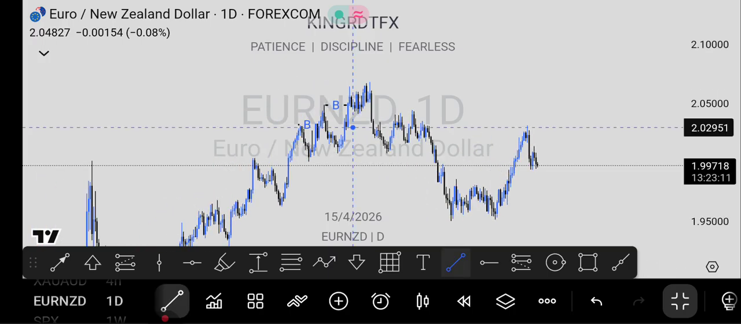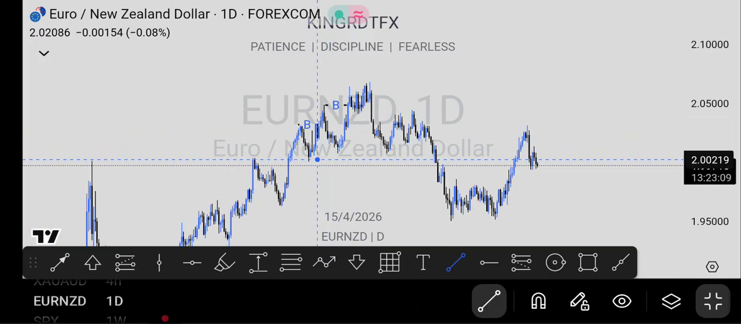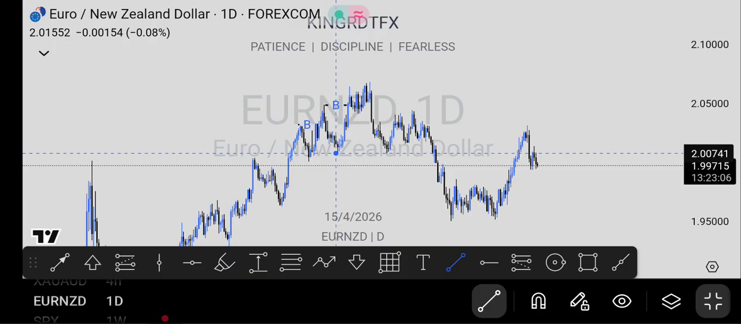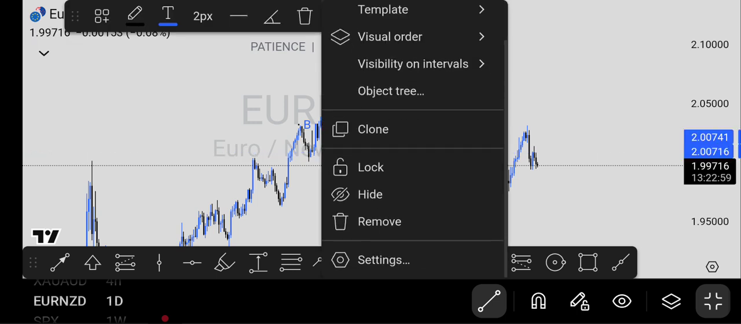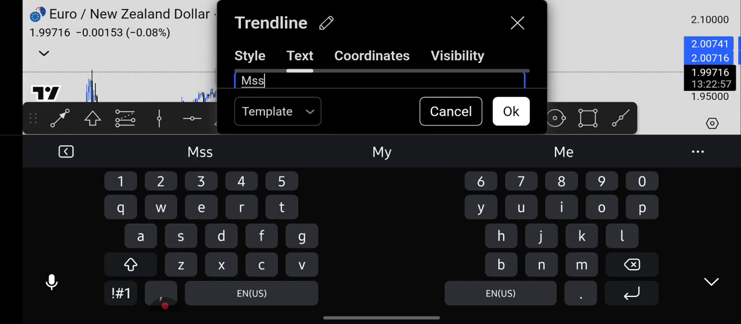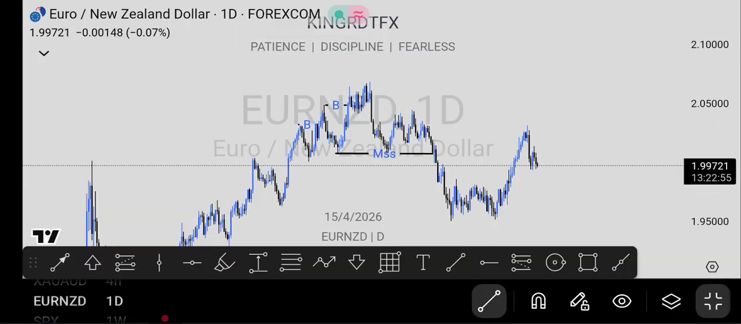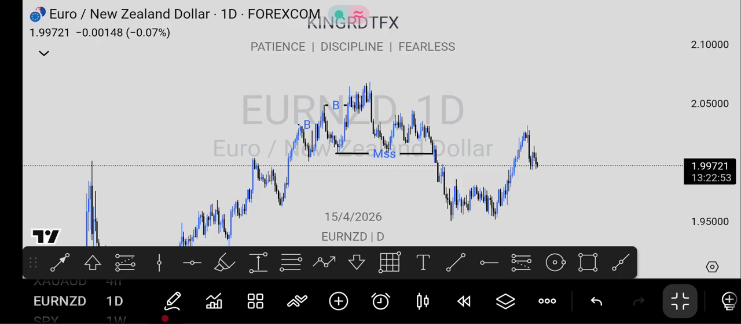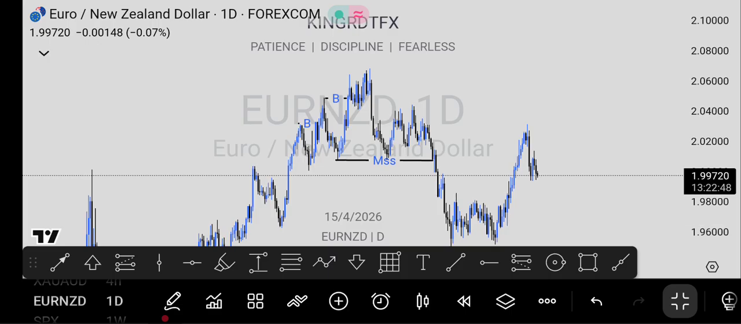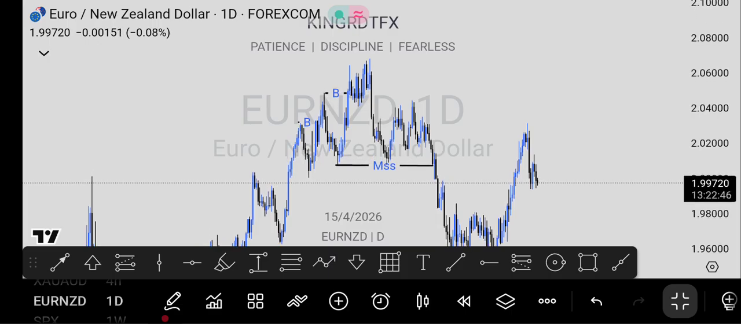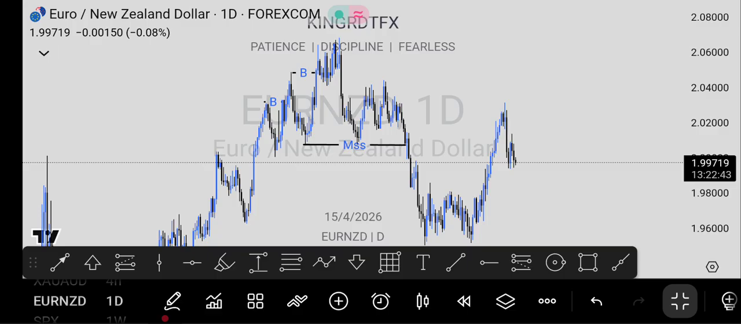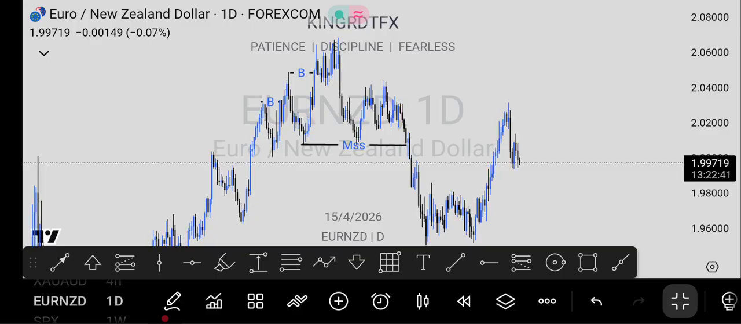Then we had a market structure shift here, right? Sorry, we have a market structure shift. Let's go to the 4 hour.